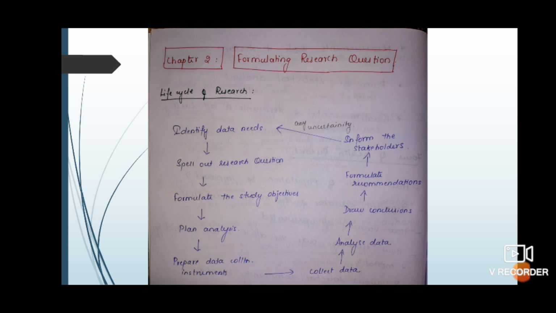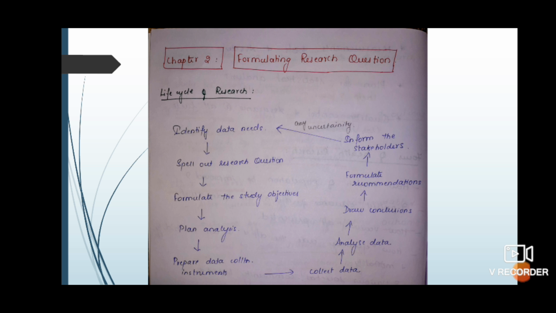Looking at the broad life cycle of research, it starts with identifying the data needs. And then we have to spell out our research question and formulate the objectives which we are going to derive from our study. And then we have to plan which analysis we are going to take for our research, and then prepare the data collection instruments, via which we are going to collect the data, whether it is some registry or some questionnaire or some interviews, like that.